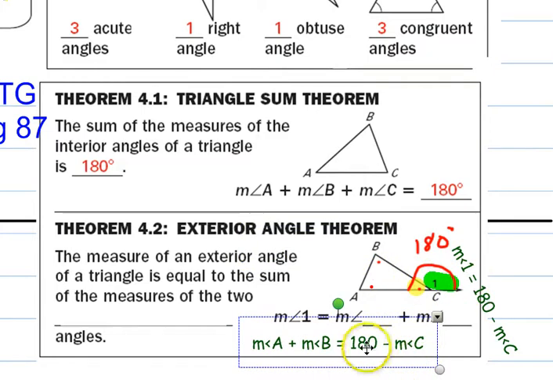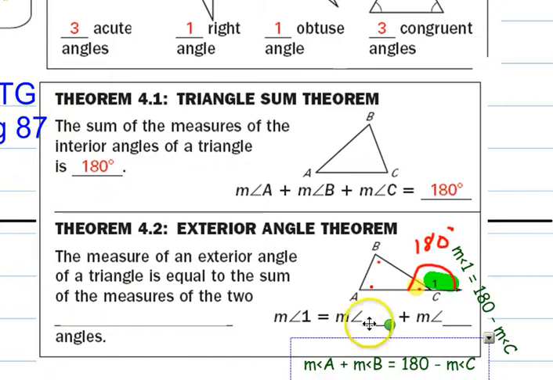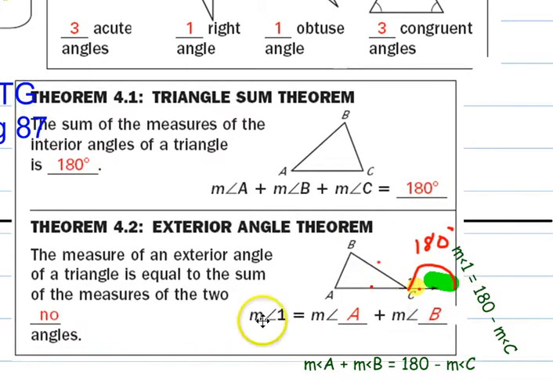Since both of these things are equal to 180 minus C, I have a way to come up with another equation, which says the measure of the exterior angle at C is equal to the sum of the measures of angles A and B, as you can see here. And we call that the exterior angle theorem.